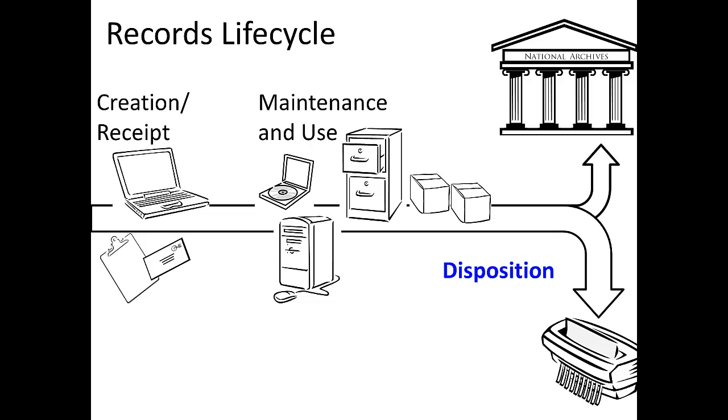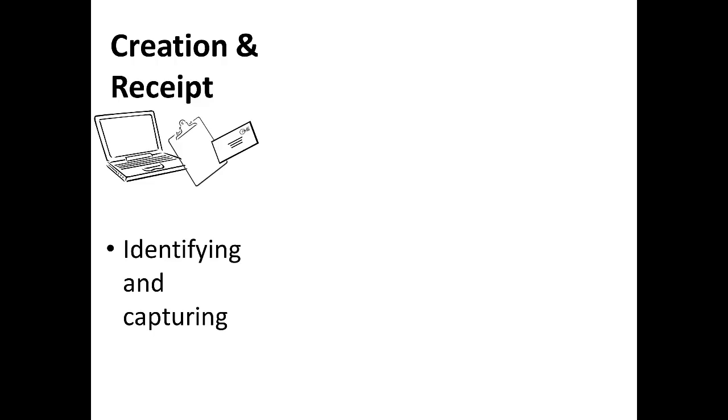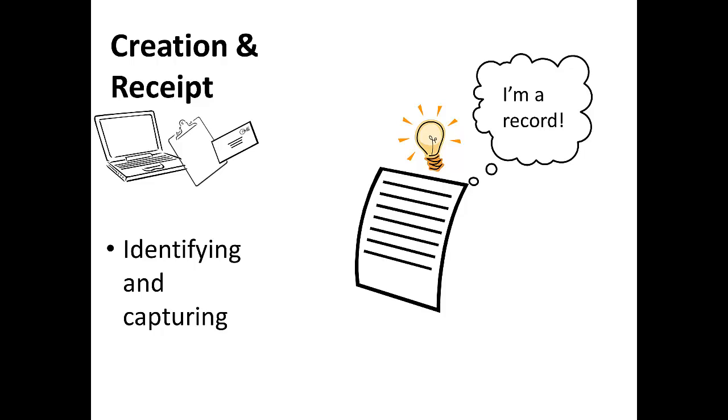The value that record has for the organization will determine whether it's kept forever in an archives or it's ultimately destroyed when it's no longer needed. Let's take a look at each of these steps. The first step, creation and receipt, is usually where we identify and capture that record. This is a critical step because the things we do up front help us ensure that the record can be found, used, and understood all throughout the rest of its lifespan.